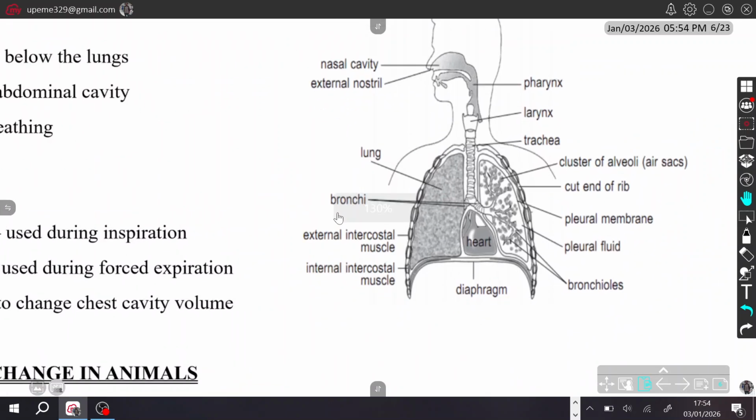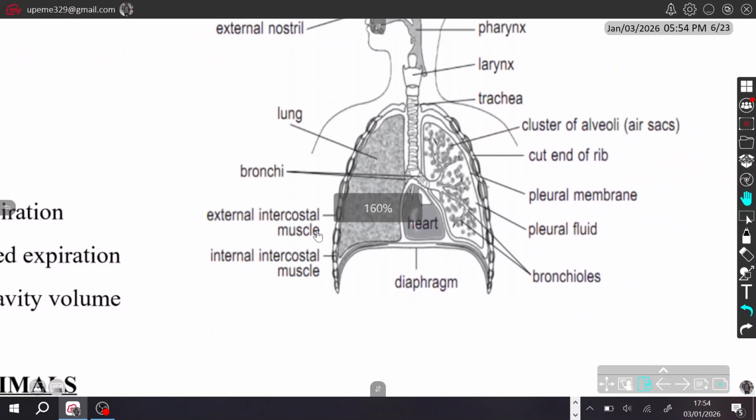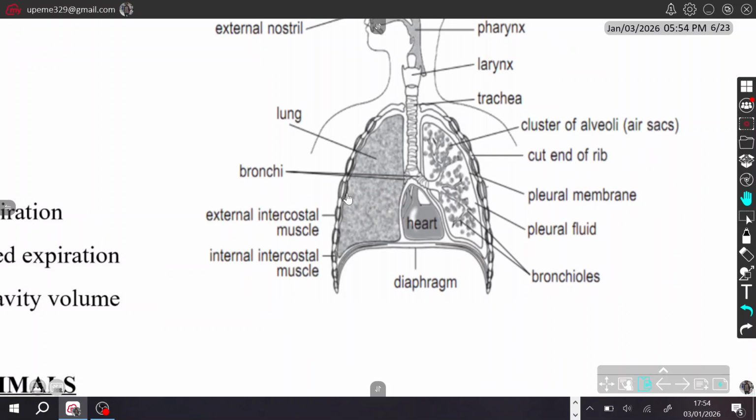Let me see if we can view them here. All right, so you see, these are the ribs. We have the ribs, okay? Cut end of the ribs, those. So now, if this one is a rib, this one is a rib, in between we have what we call external intercostal muscle. So the outside one will be called external intercostal.